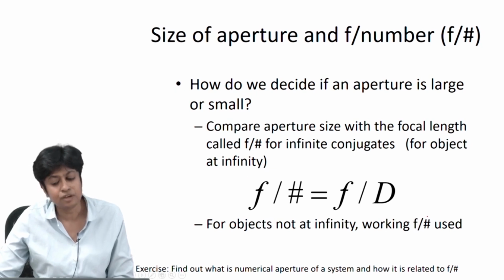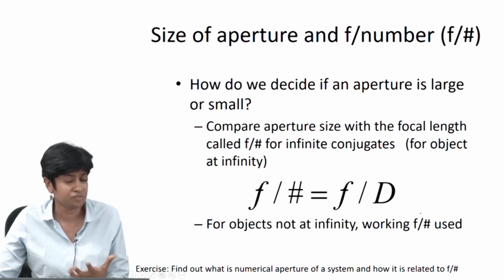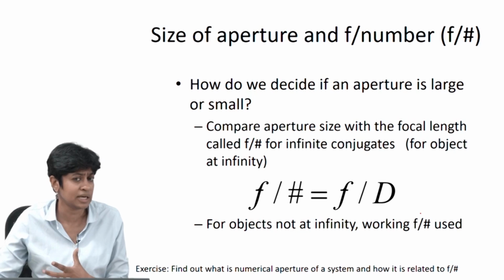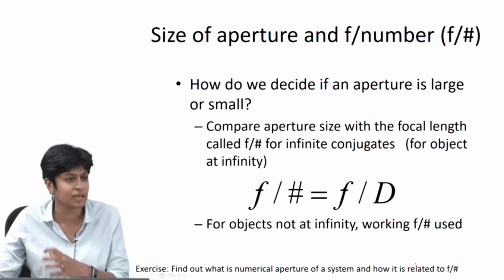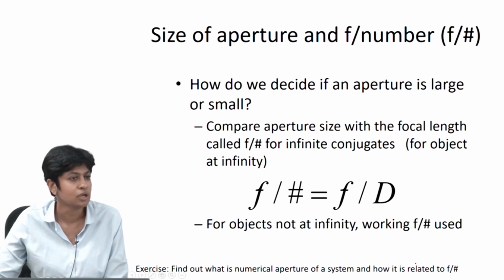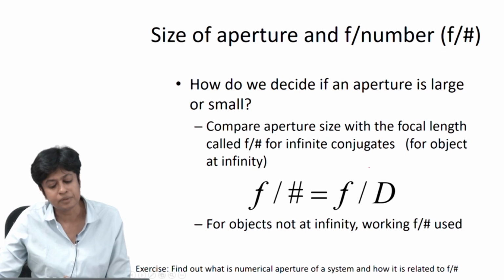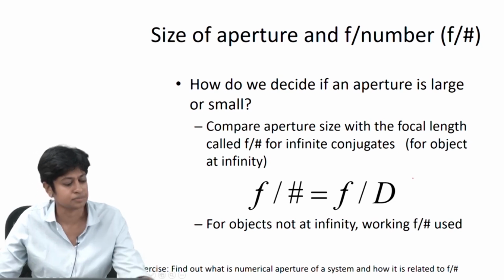This actually is a definition really used for infinite conjugates, but very often in photography it will be used even if your object is closer to the lens and not really at infinity. We won't go into the working f number definition, which is the definition you use for objects that are closer, but to understand the importance of the f number, it's enough to just take this definition with infinite conjugates.